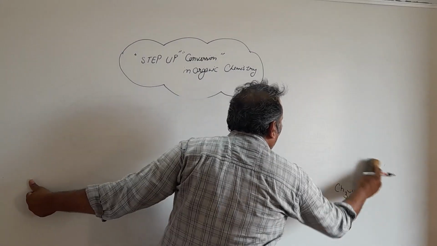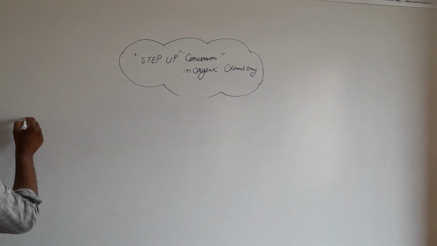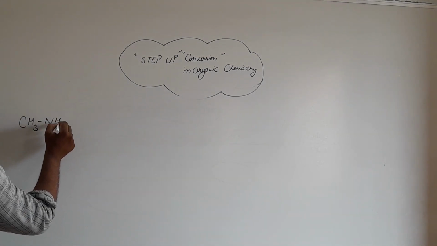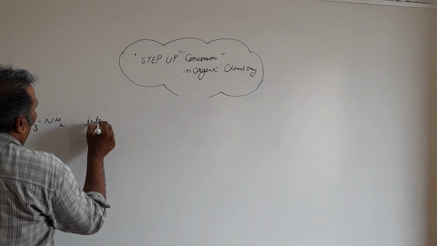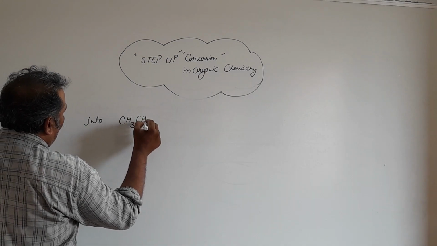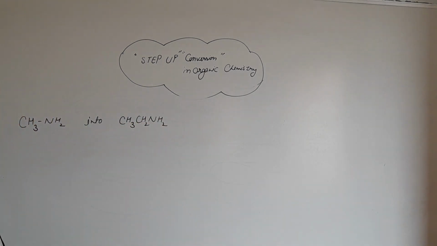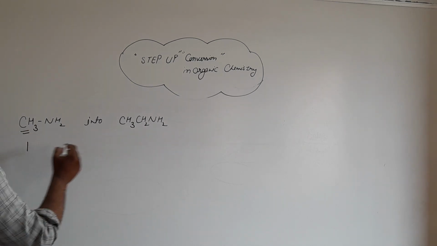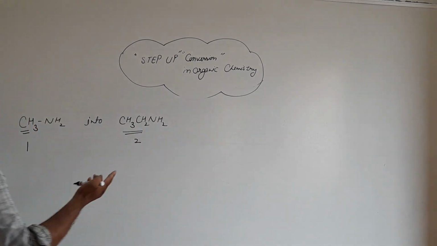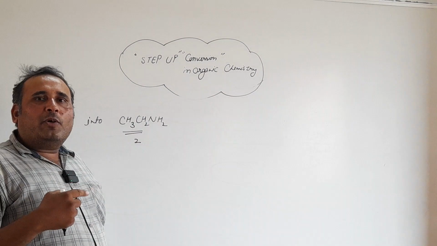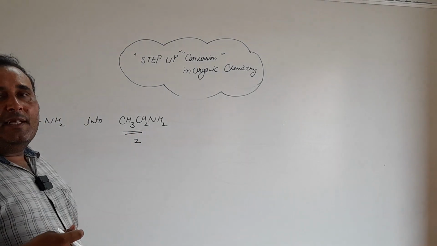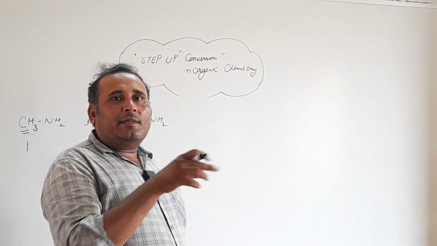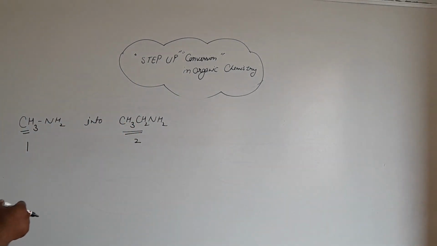Suppose we want to convert CH3NH2, a 1-degree amine, that is methane amine, into ethane amine, CH3CH2NH2. We can observe that it is also a step up conversion, because the number of carbons in the reactant is 1, but in the product it is 2, and both reactant and product belong to the same family. That's why we can use this trick. Which was the trick? We should reach the linking reaction.